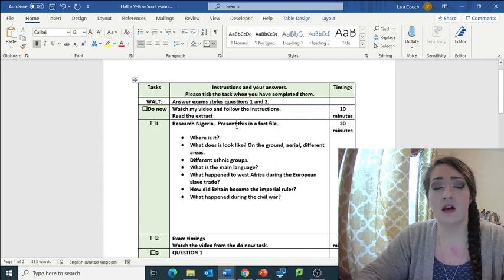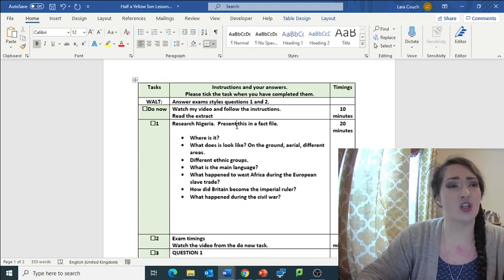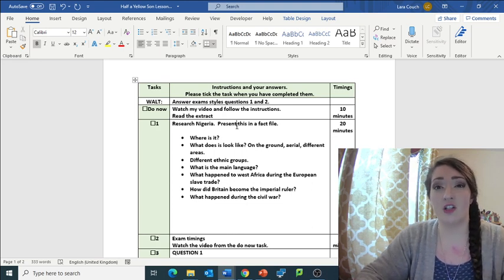In your last lessons where you looked at the book, you were getting a feel for the analysis questions and looking at structure and language, but we're going to look at the questions in a bit more detail for these next few lessons.